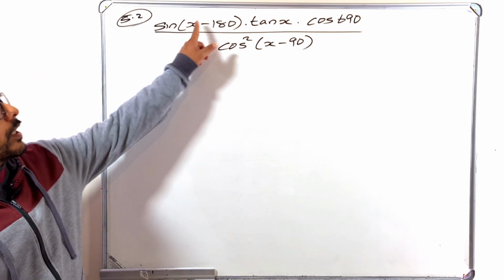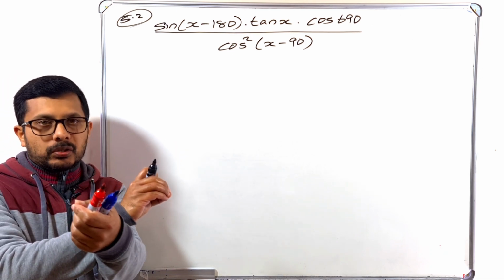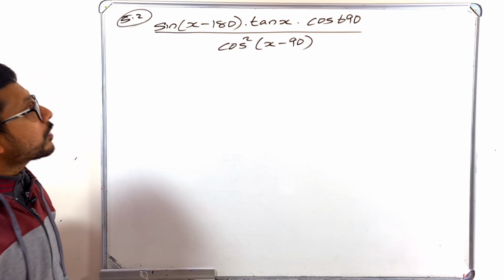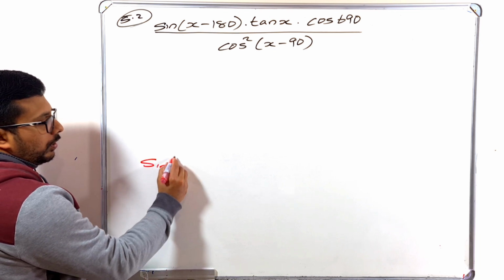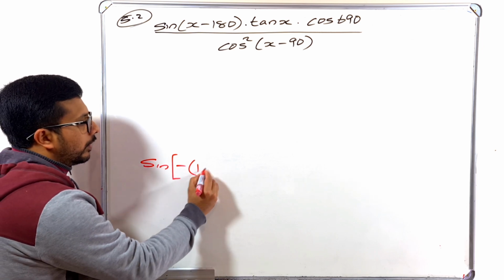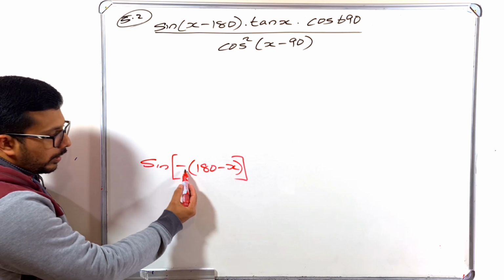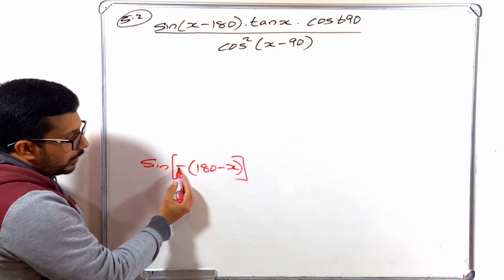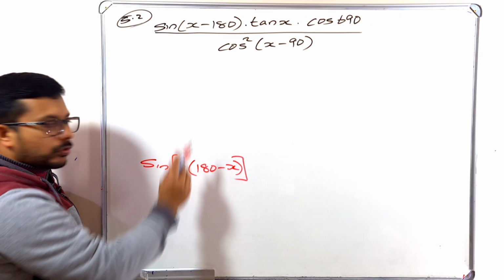Sine of x minus 180. Normally we are writing 180 minus x, is it not so? But here it is x minus 180. So how can we write that x minus 180 as 180 minus x? Sine of, I'm going to take a minus common factor, then I can write 180 minus x. Is it correct? Try to expand the bracket. Minus into 180 is minus 180, minus into minus x is positive x. So we can write it like this.